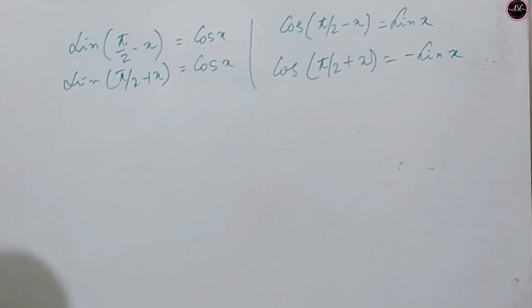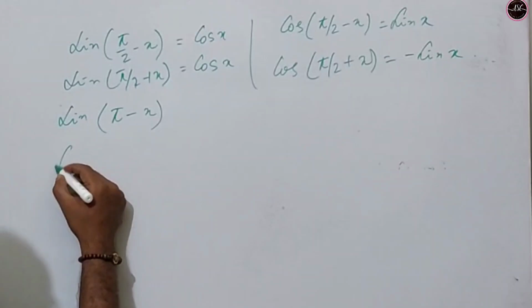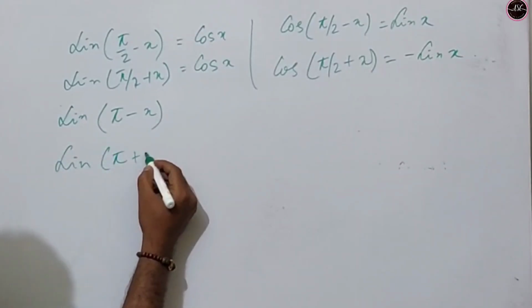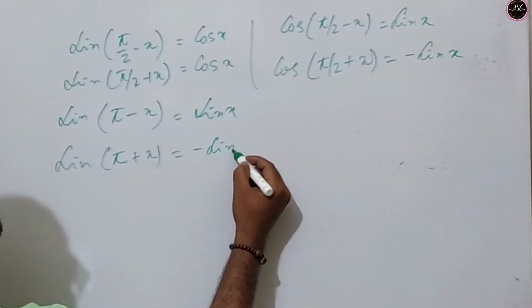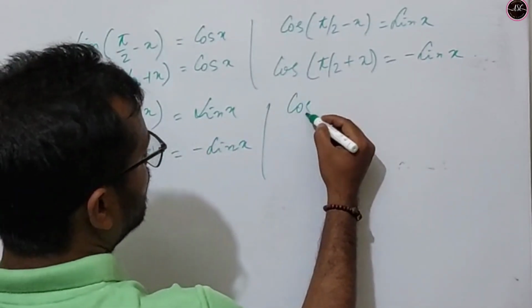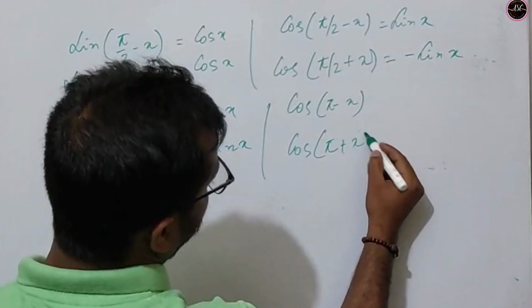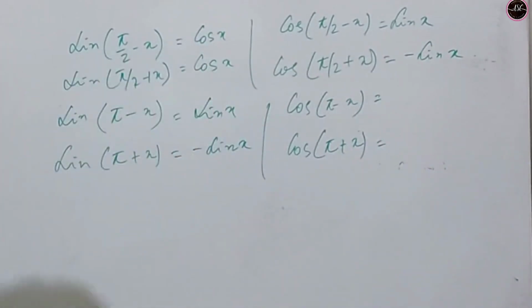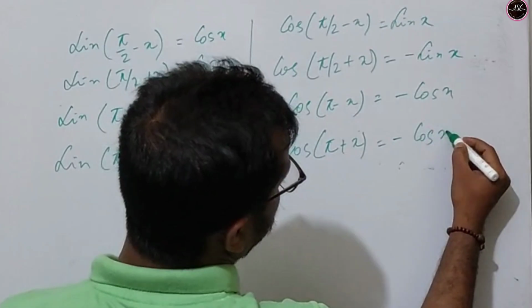Now sin of pi minus x and sin of pi plus x, what will be the value? It will be sin x, and this will be minus sin x. And cos of pi minus x and cos of pi plus x, what will be the value? Answer quickly. Both will be the same, minus cos x, minus cos x.